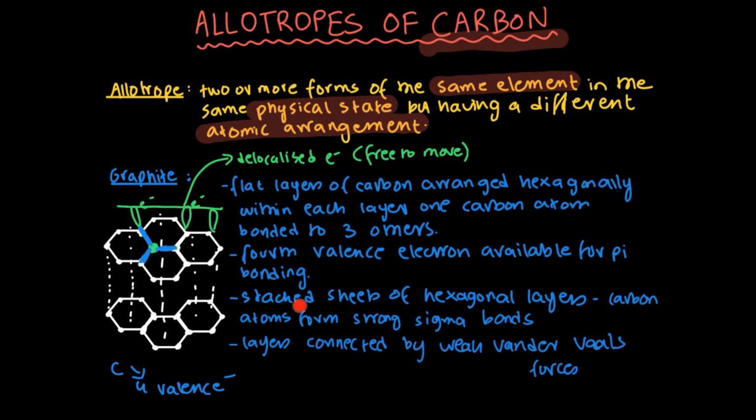The next point is that these sheets of hexagonal layers, so this is one layer over here and this is the other layer over here. In the actual structure, there are lots of layers, but I've only made 2 here. These layers are stacked, and they're connected by weak van der Waals forces of attraction. The covalent bonds between each carbon atom are strong, but the van der Waals forces between these layers are weak.